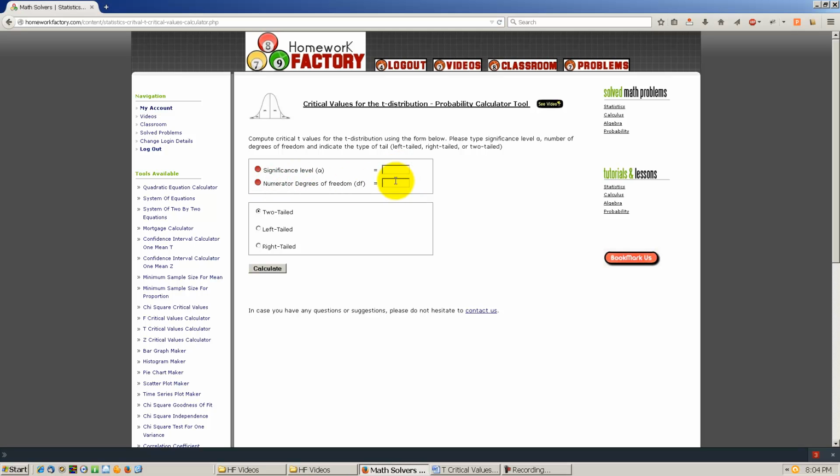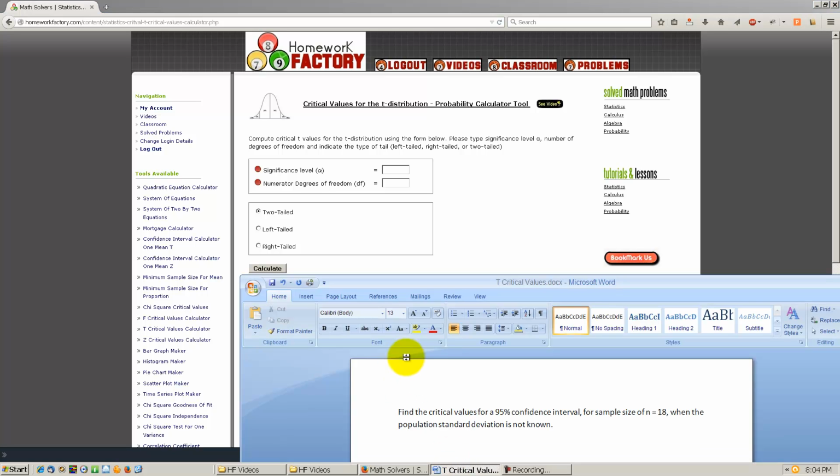freedom. In order to compute this, which by the way will be the same as going to your statistics book and checking the statistical tables to find the critical values for the t-distribution like you would normally have to do, here all you do is simply type the significance level, type the number of degrees of freedom, and indicate a type of tail. Here with an example we'll show you exactly what we mean by that.